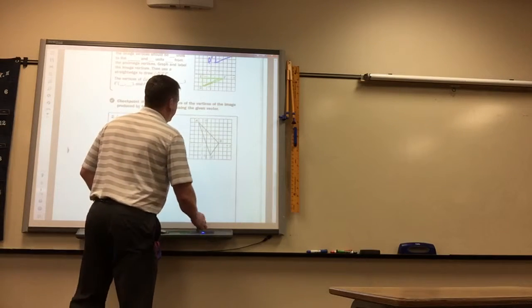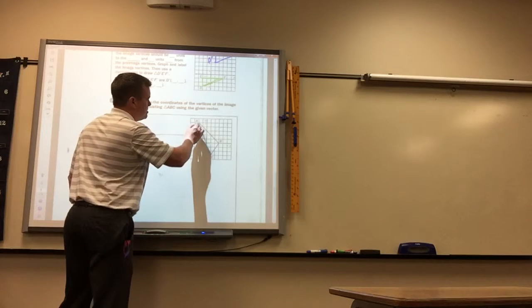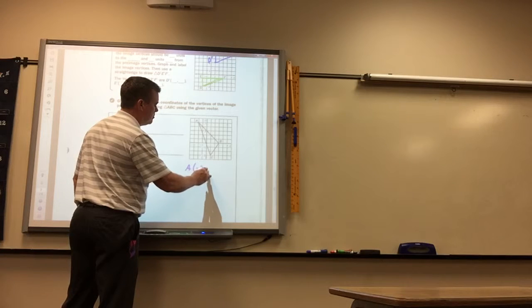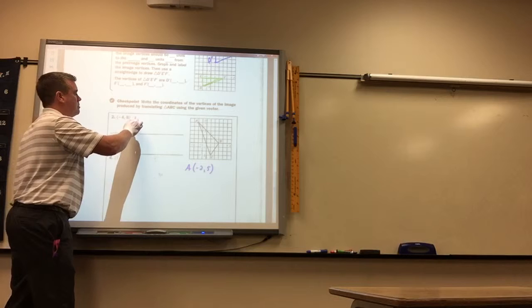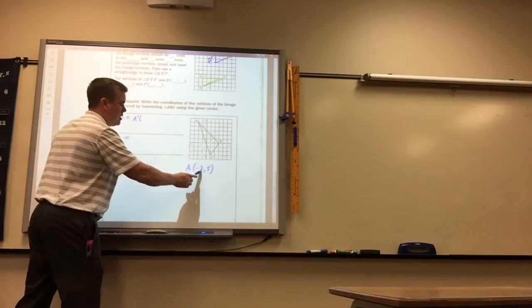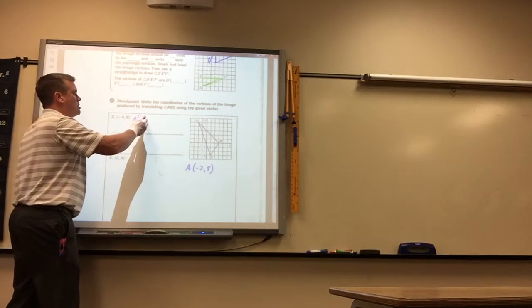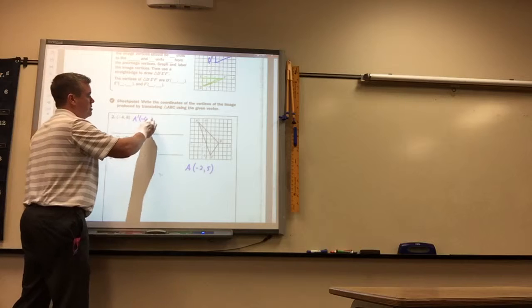So again, you don't need to draw these. Since A is left 2 and up 5, I could find A prime by doing this vector, by taking the x and subtracting 4. Negative 2 minus 4 is negative 6. 5 plus 8 is 13.